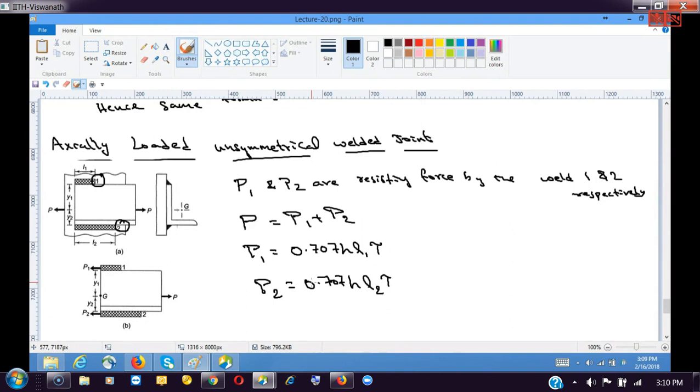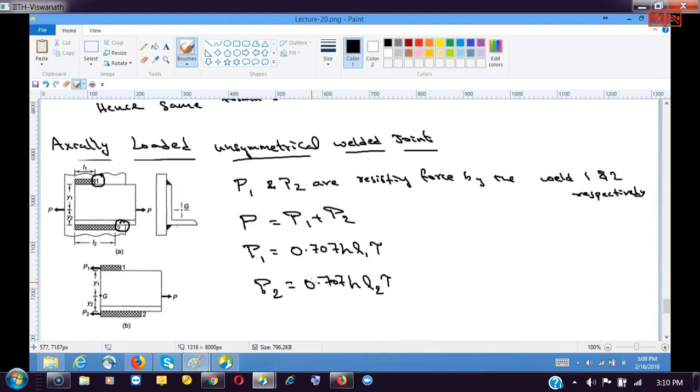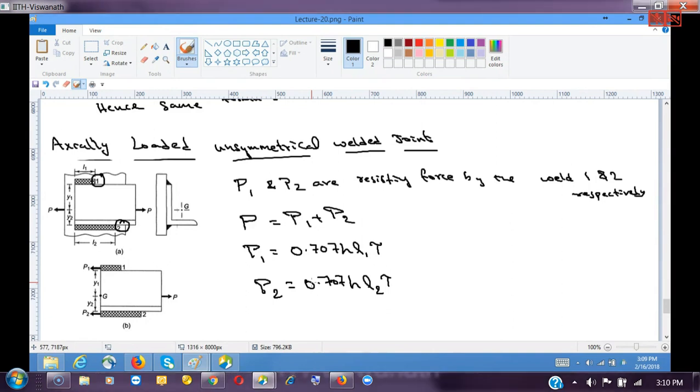So if I express these things, it boils down to this: 0.707 h tau is common for both the things. That implies L1 Y1 is equal to L2 Y2. Further, the total length of the weld is given by L is equal to L1 plus L2. So these are the three equations this has to satisfy.